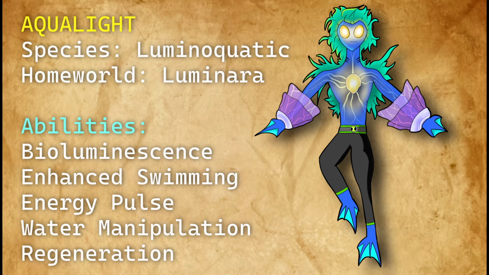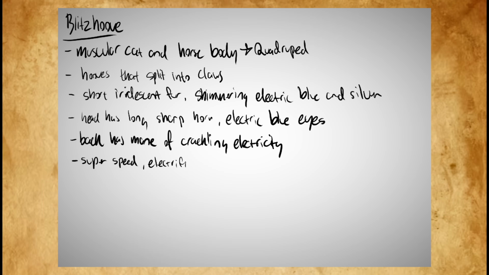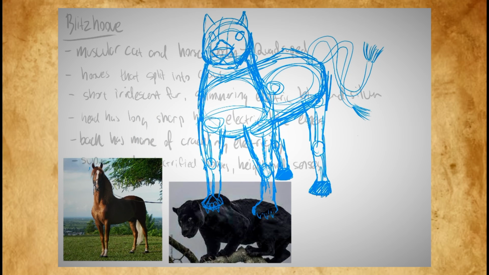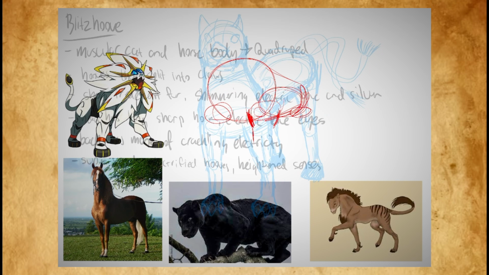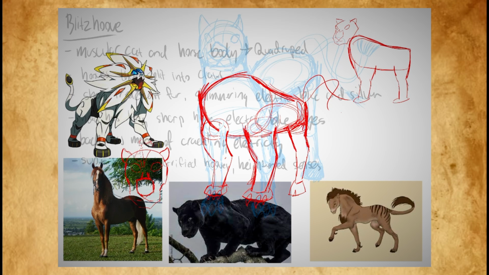I think he looks really cool, and I think he's probably the most realistic alien out of this bunch. Next up is Blitzhoof, and he was actually one of the trickier ones to design, mainly because I'm not too great at doing quadruped body shapes. I did this really bad looking sketch here, but then you'll see I started to change the angle a bit and draw some more inspiration from Solgaleo and this one design I found online of a cat and horse hybrid.